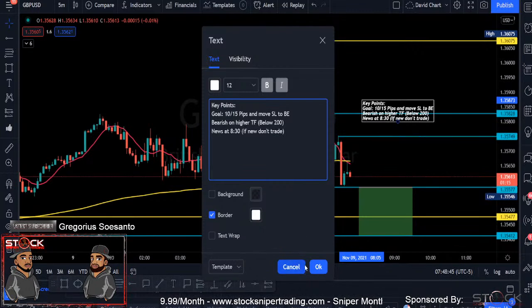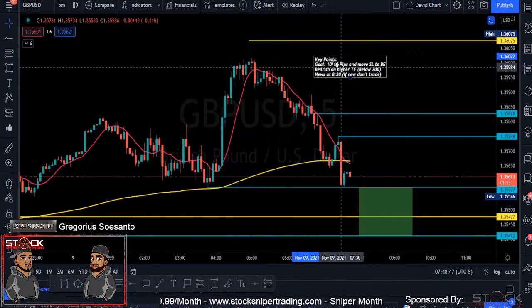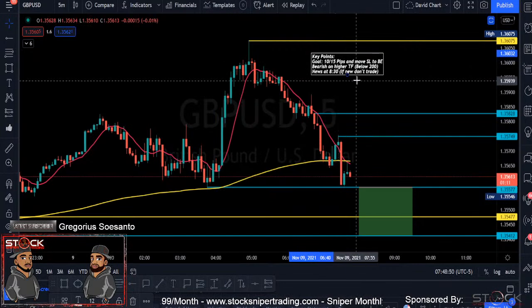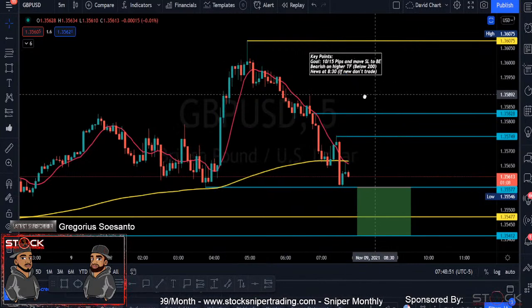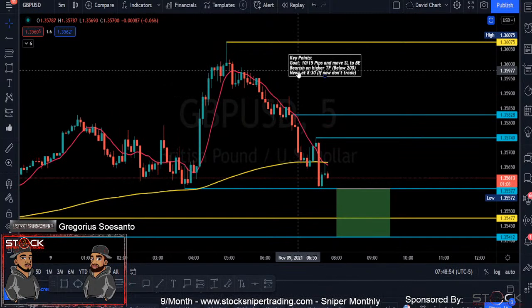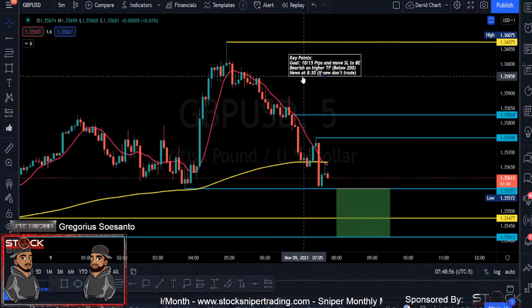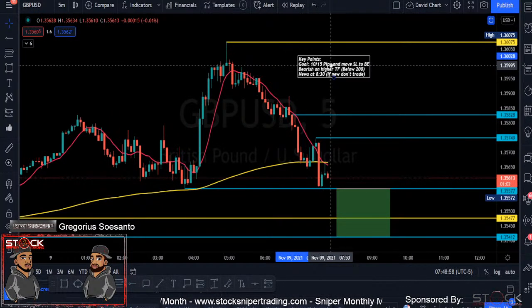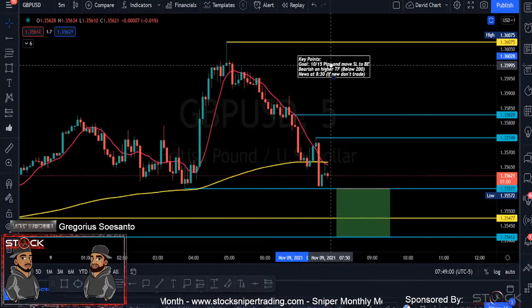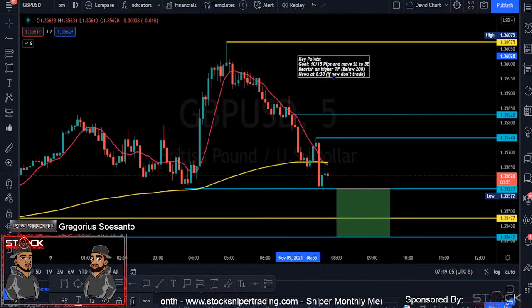Perfect. So key points right now for GU, 10-15 pips, guys. Okay, move your stop loss to break even. If you want to or don't want to do that, that's totally up to you. It's bearish on a higher time frame. We're still below the 200 moving average, and we have news at 8:30. So just keep in mind that that'll have a large impact on this overall move, and this overall pair.